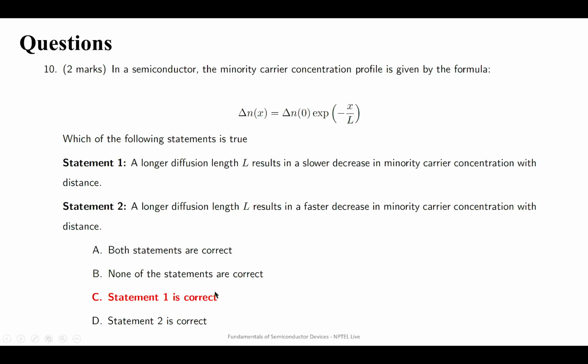That is correct. Statement 1 is correct. So if your L is larger, this exponential term will reduce by a lesser amount. It will reach 1 by e at a larger distance. Hence the decrease is slower. And statement 2 is just the opposite of statement 1, so only one of them can be correct.